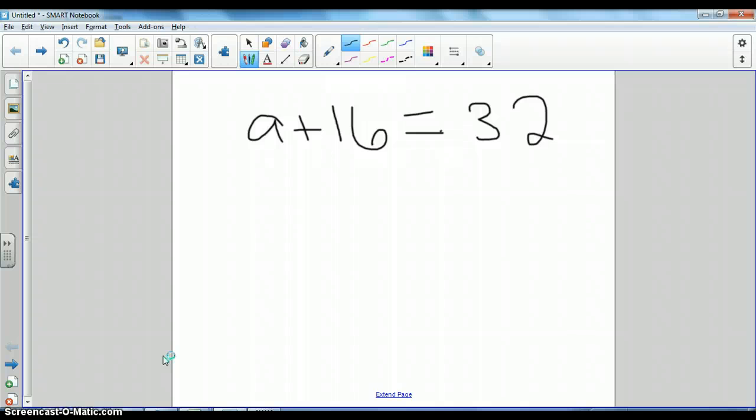So if you see addition, you want to do subtraction. If you see a subtraction, you want to do addition. Same thing with multiplication. The opposite of multiplication is division. The opposite of division is multiplication. So we just want to constantly work in opposites.